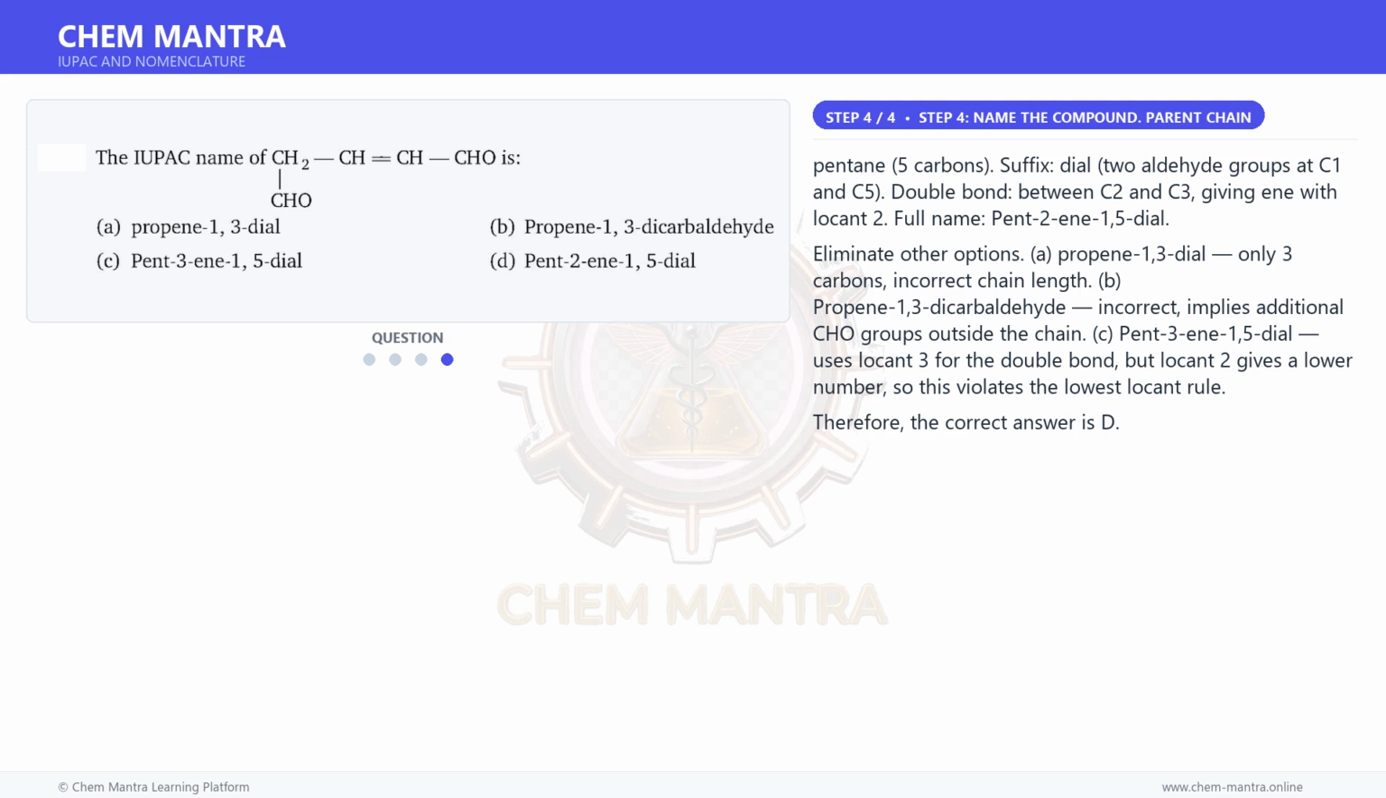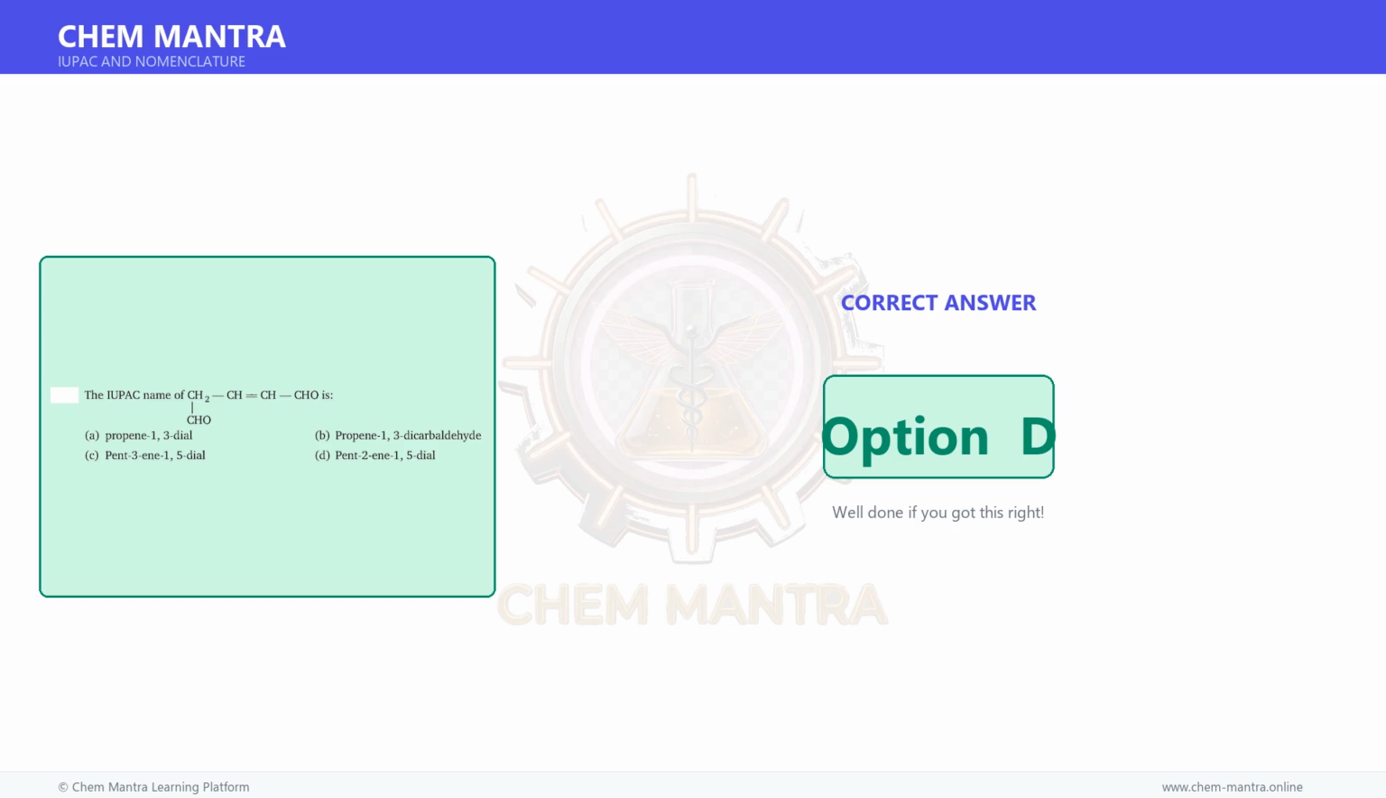Eliminate other options. A. Propene-1,3-diol, only 3 carbons, incorrect chain length. B. Propene-1,3-dicarbaldehyde, incorrect, implies additional CHO groups outside the chain. C. Pent-3-ene-1,5-diol, uses locant 3 for the double bond, but locant 2 gives a lower number, so this violates the lowest locant rule. Therefore, the correct answer is D. Therefore, the correct answer is option D.